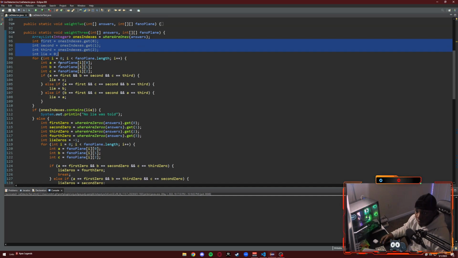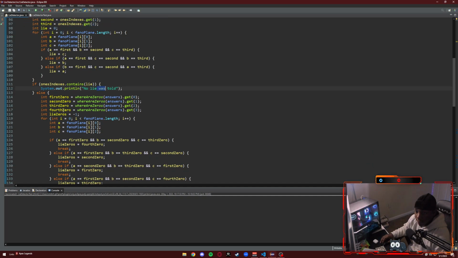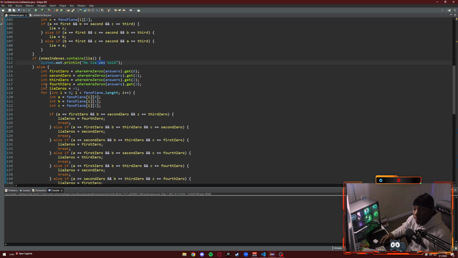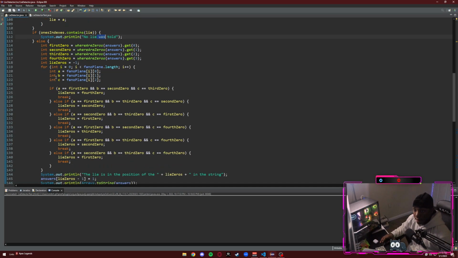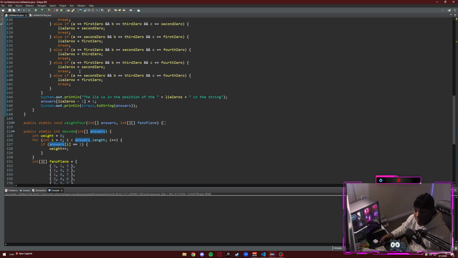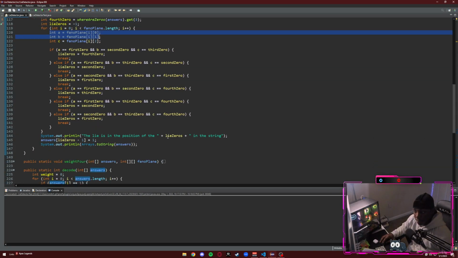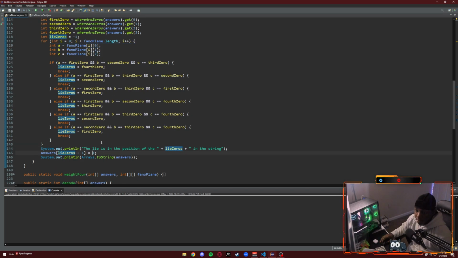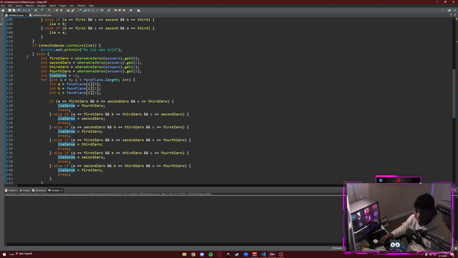Of course, if they are exact, then no lie was told, but if they are not exact with the 1 indexes, then it goes to finding the last 4 indexes for zeros, and whichever one isn't a part of the Fano plane, that is the position of the lie here. And then it gives the position of the lie, and it replaces the lie with 1, with the truth.